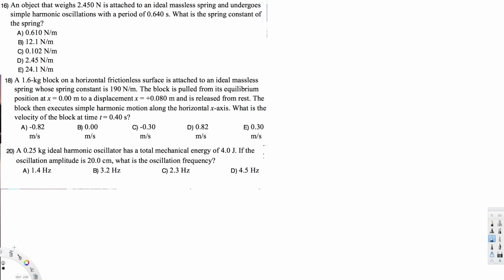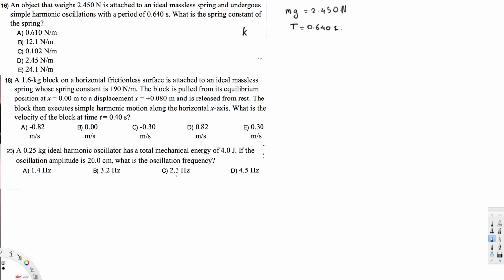Let's do this problem right here. The first question is asking: an object that weighs 2.450 Newton is attached to an ideal massless spring and undergoes simple harmonic oscillations with a period of 0.6440 second. What is the spring constant of the spring? So they are asking for the k. They have provided the weight, mg, that is equal to 2.450 Newton.